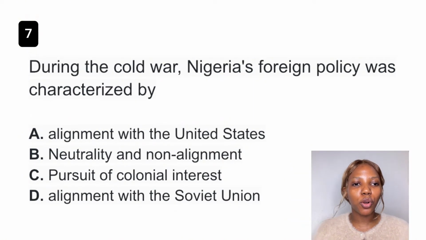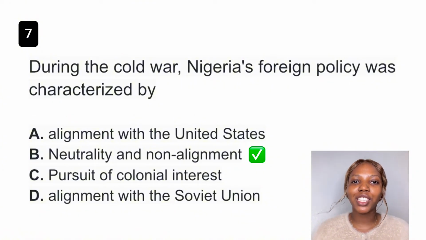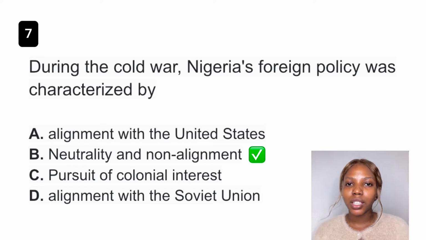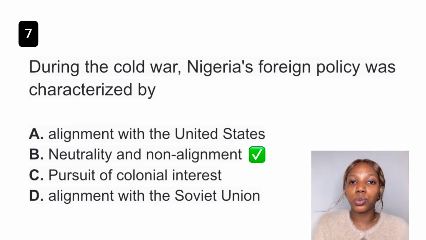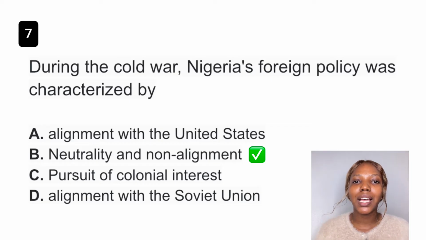Question 7. During the Cold War, Nigeria's foreign policy was characterized by dash. The answer to this question is neutrality and non-alignment. The Cold War spanned from 1940 to the early 1990s, and Nigeria constantly reaffirmed its non-alignment in international forums, diplomatic engagement, conferences, and all of that. They constantly said that they would not take sides. They maintained friendly relations with both sides while pursuing their own interest. That's pretty smart, right? So the answer to this question is option B, neutrality and non-alignment.